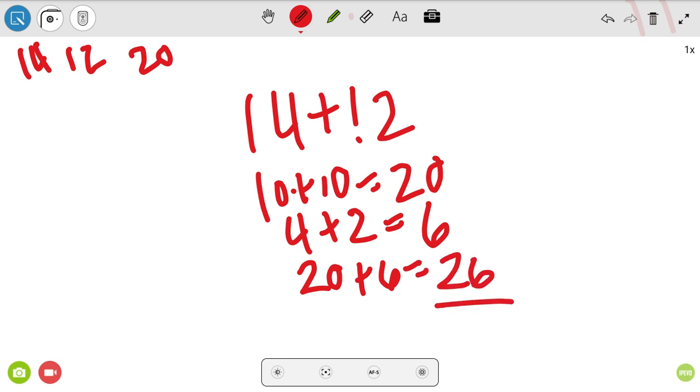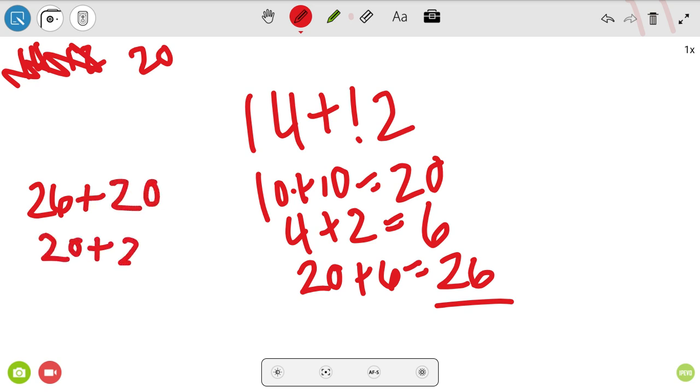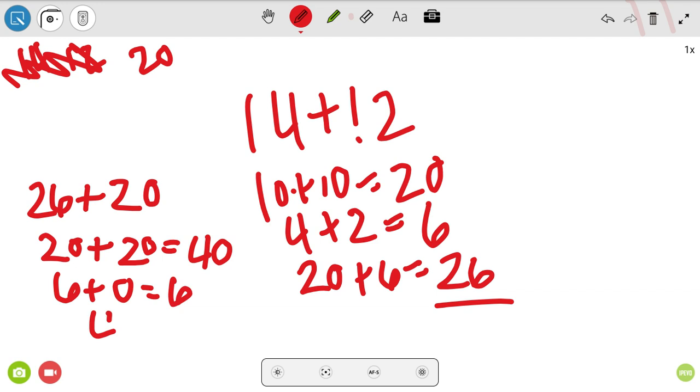Then I'm going to take this number and I'm going to add my last number, which is 20. So I could do the same thing. 26 plus 20. 20 plus 20 is 40. 6 plus 0 is 6. 40 plus 6 equals 46. Now I use place value.